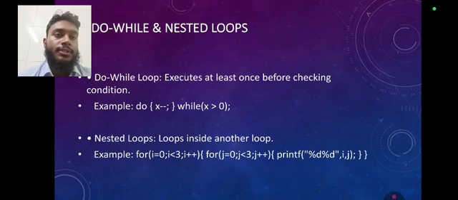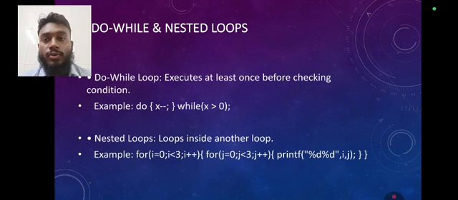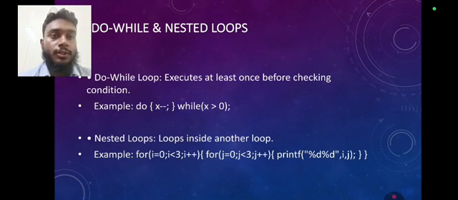And the last one is nested loops. It is basically a loop inside another loop. There are two parts, the outer loop and the inner loop. When the outer loop runs, the inner loop will run completely, which is not similar to the other loops. There is also an example.